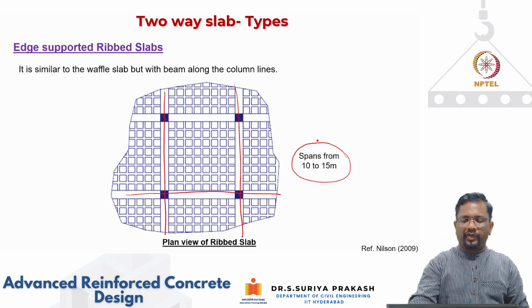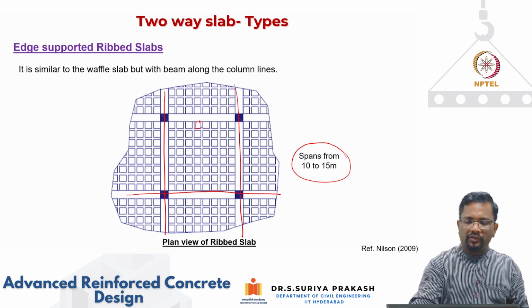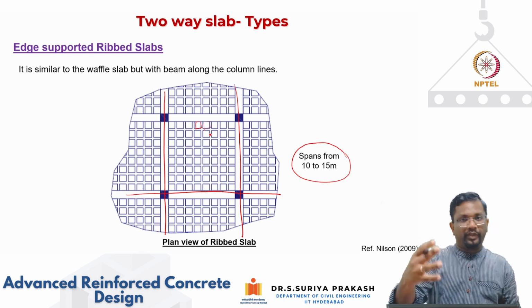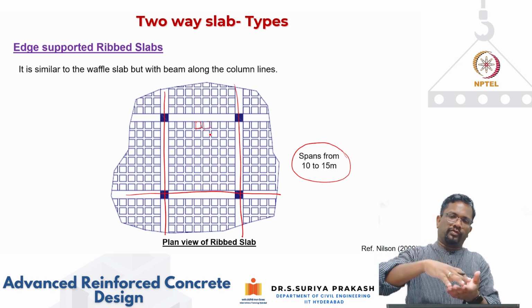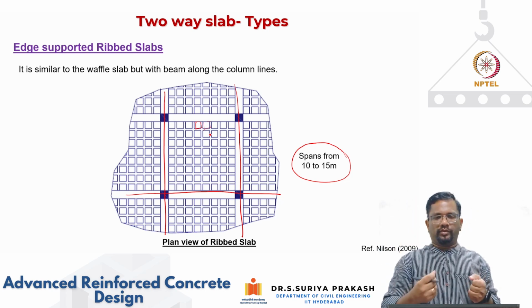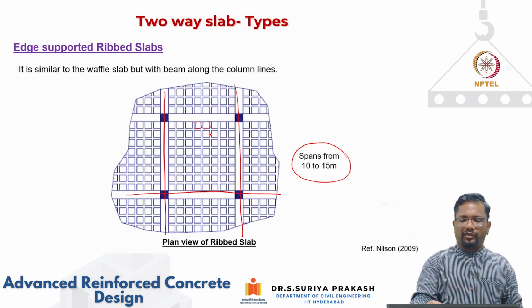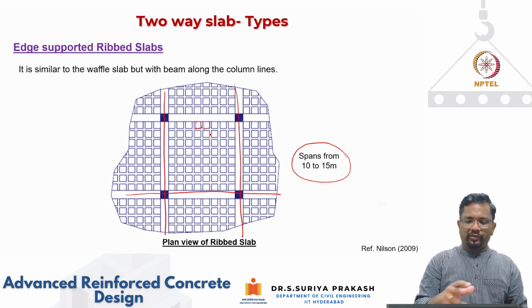So, again, how do we create all this small waffle-like shape? You need to create a former. You put the formwork and pour concrete and take away the formwork. Then you create these ribs which run between the beams in two directions.